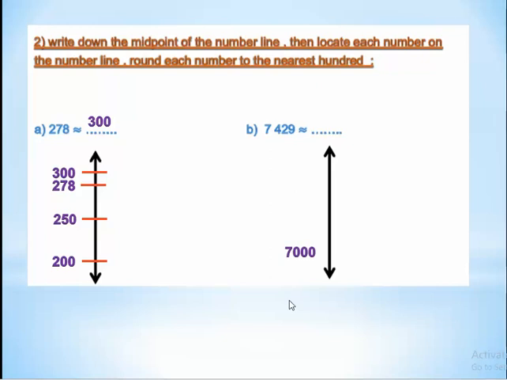7429 is between 7000 and 8000. So the midpoint is 7500. 7429 is before the midpoint, so it's closest to 7000. So it will be 7400 because he asked me to approximate it to the nearest 100.